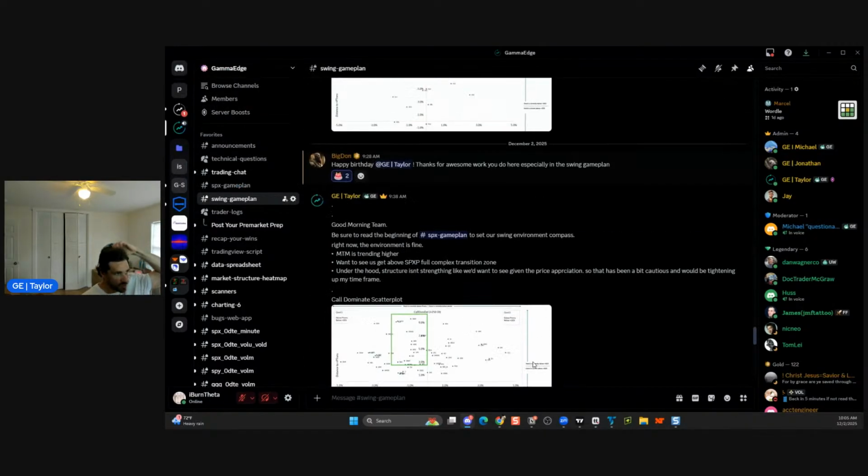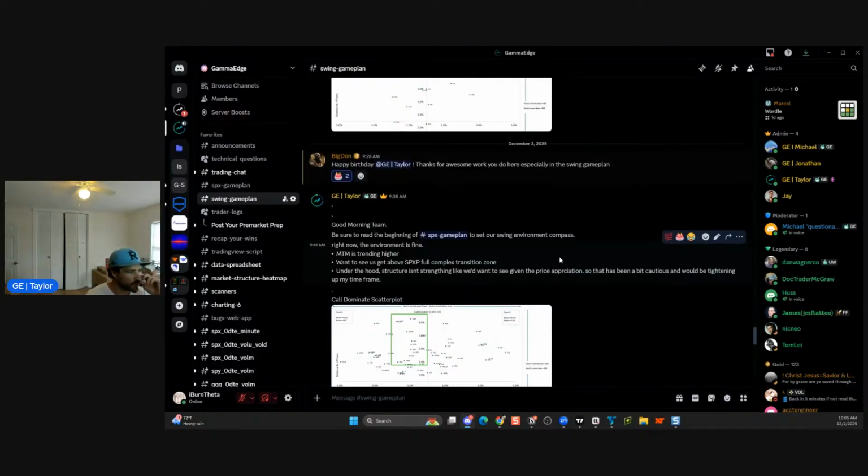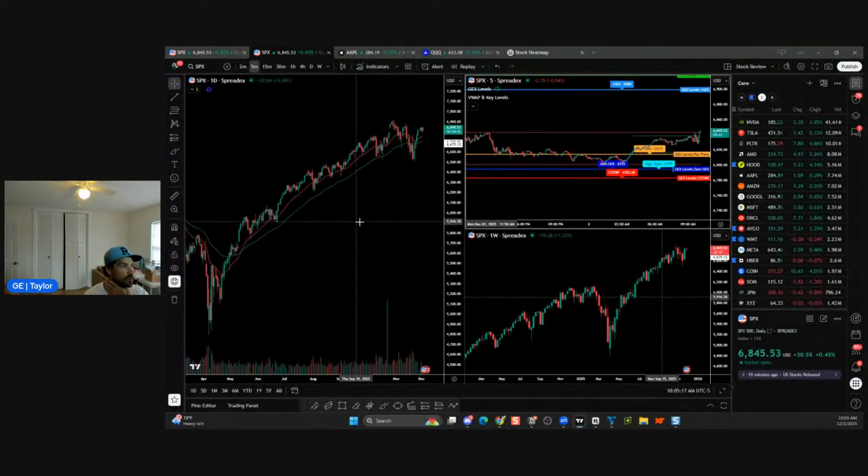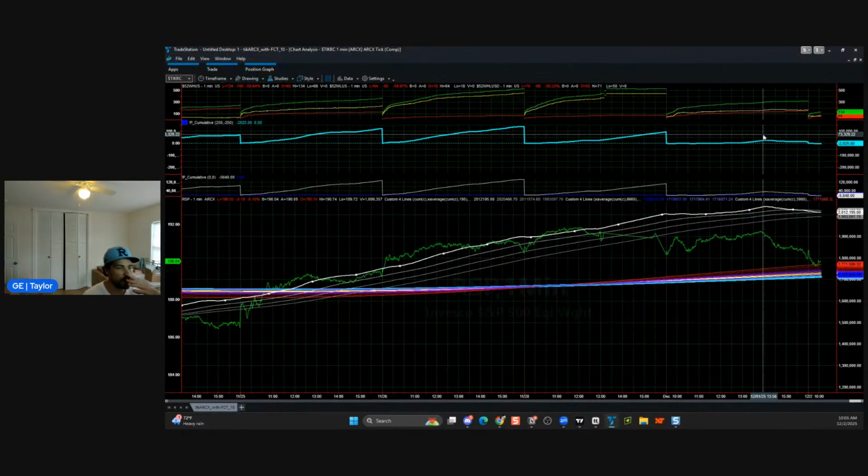All right, now going into the 0DTE or swing trading time frame, right? So again, it all starts with an SPX game plan. Understand what the overall environment is. Looking at SPX right now, trading above the top of the transition zone. So we really want to see 68.50 break free. Then we want to see an improvement in the market trend model.